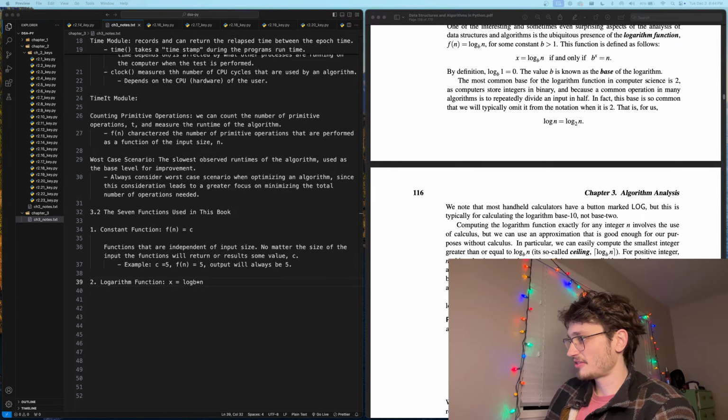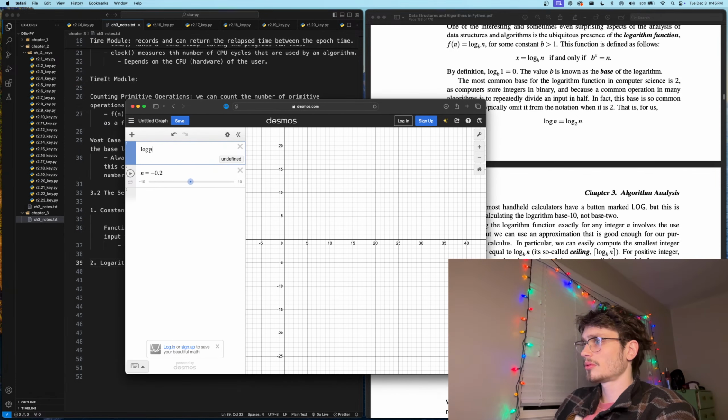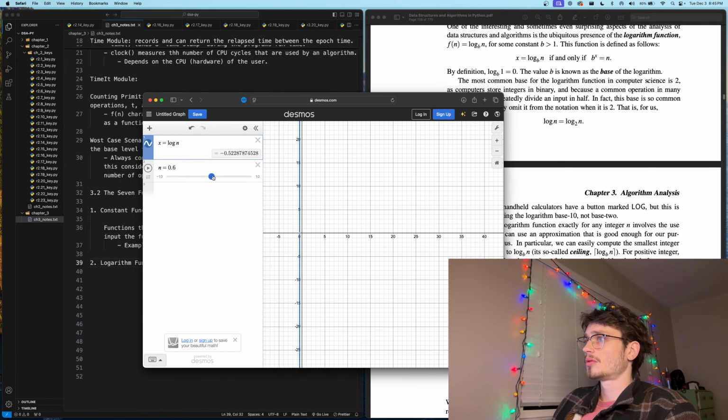Let's bring up Desmos again. Okay, so we know the constant function, right? No matter the input, no matter the sample size, we will always return the same output. So it's independent of our sample size. So log of n, let's add the n slider. What is it? We need x is equal to log n. That'd be positive.